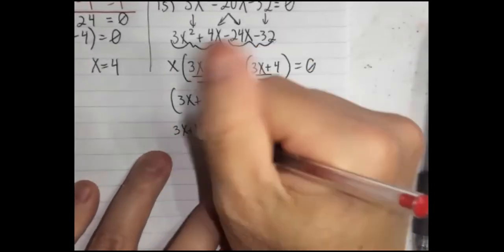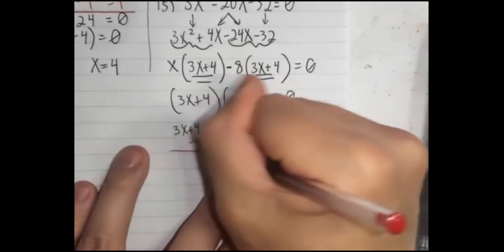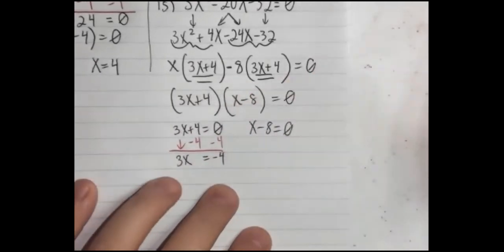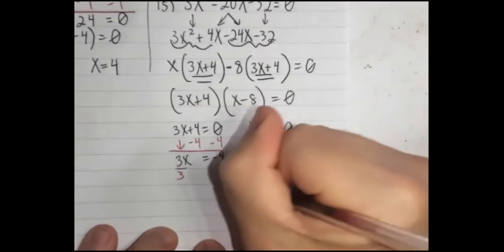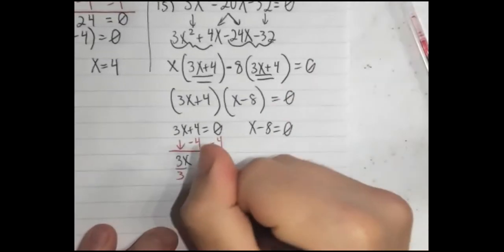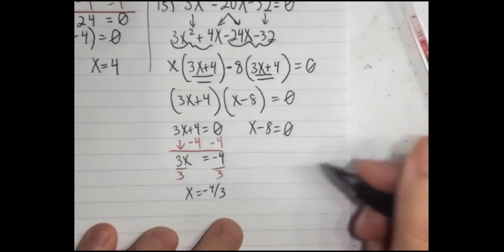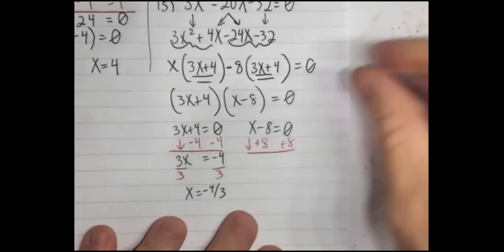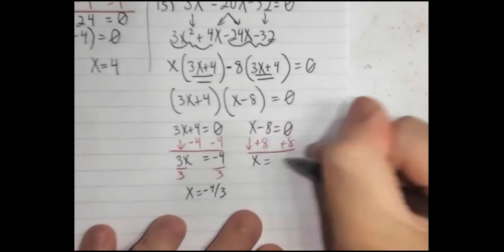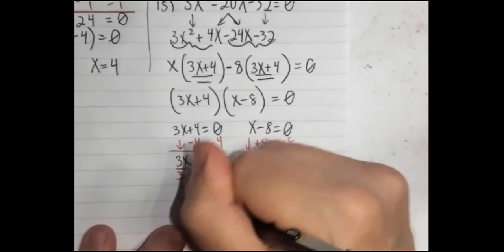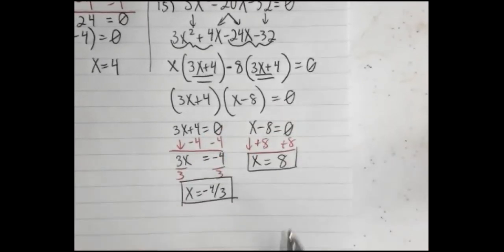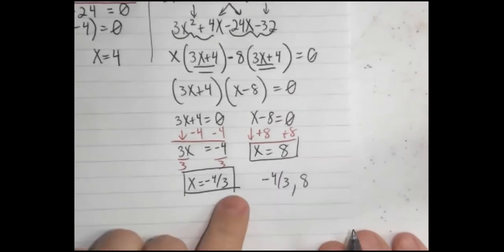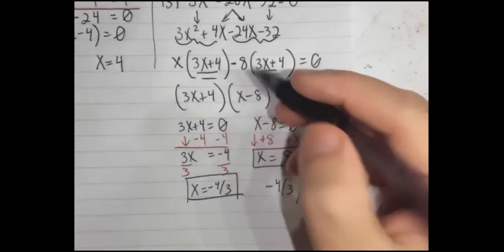This is a two-step algebraic equation where I subtract 4 first, and I'm going to get 3x equals negative 4. Divide by 3, divide by 3. So x equals negative 4 over 3. Here I'm going to add 8 to both sides, and I'm going to get x equals positive 8. So these are my two answers. Again, you would enter negative 4 over 3, put a comma, then an 8, or 8 first, then negative 4 over 3. It'll accept either one.